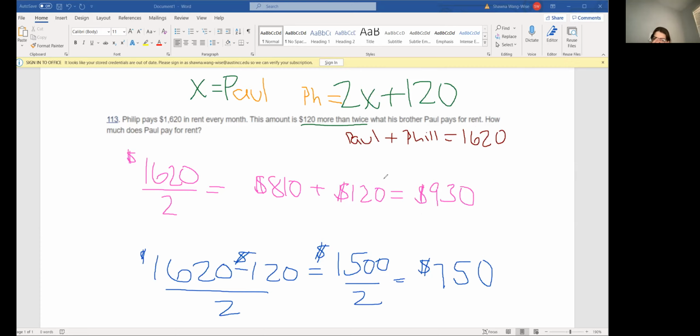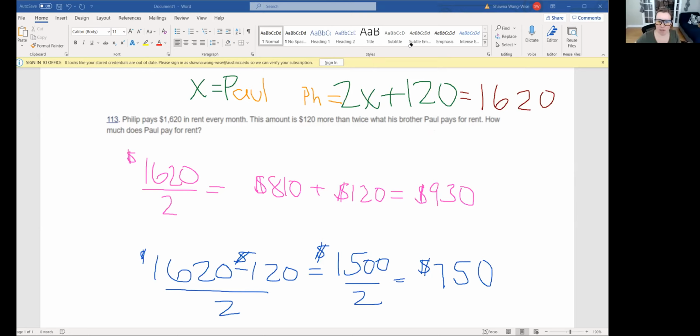I'm confused because it doesn't really show how they live together or anything, because the very first sentence says that Philip pays 1620 in rent every month. Oh, so maybe it isn't together. Maybe that's only his rent. I thought we were comparing, like they're brothers, and Philip pays 1620 and Paul has his own rent because he lives somewhere else. The first sentence says that Philip pays that, so it doesn't say that total rent is 1620.